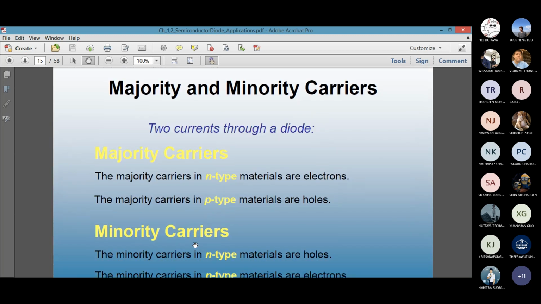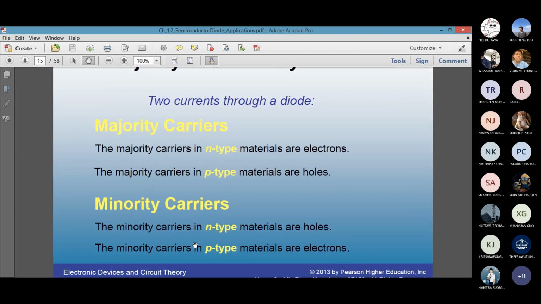So here is the concept of majority and minority carriers. There are two currents through the diode, majority current and minority current. Here it says which types of materials are majority and which types are minority.